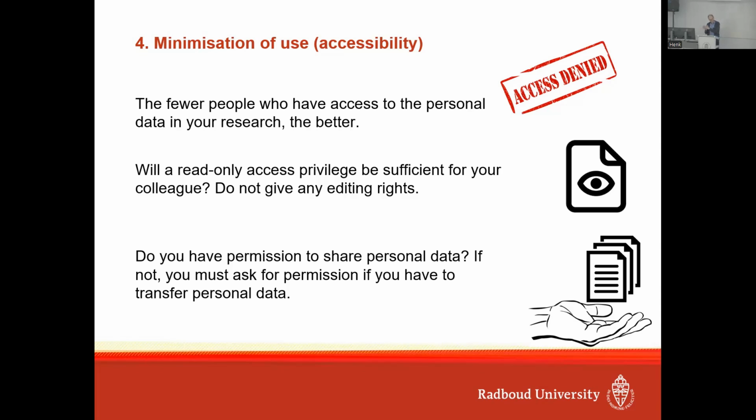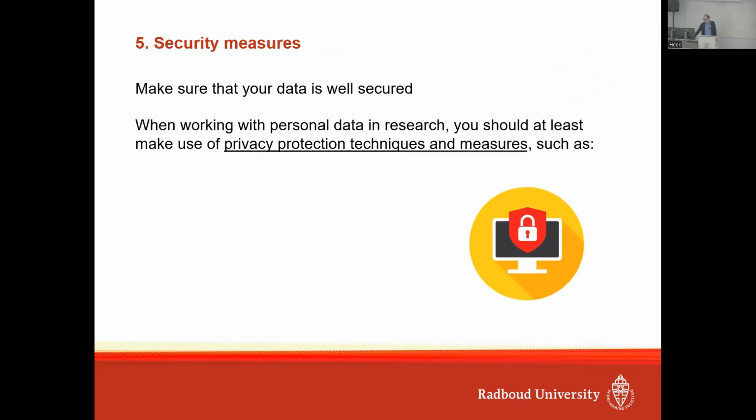This is another principle to take into account. It's also relevant to know if you have permission to share the data with others, again, in the consent form, for example. Security measures: make sure that your data is well protected.